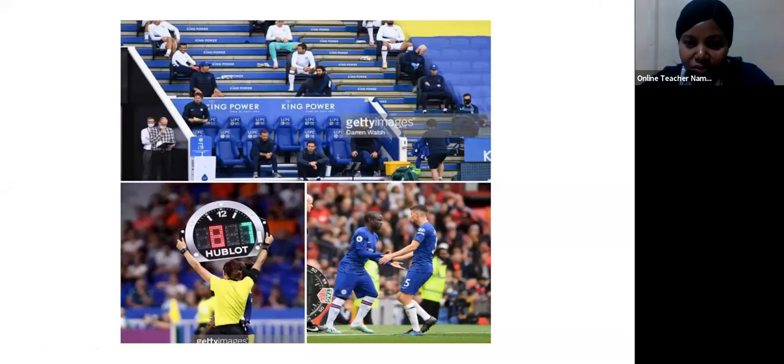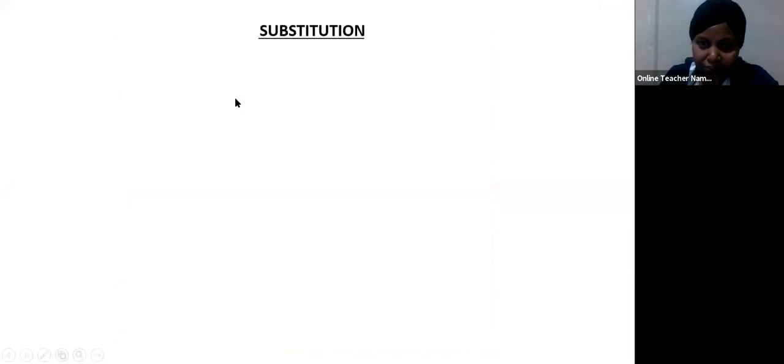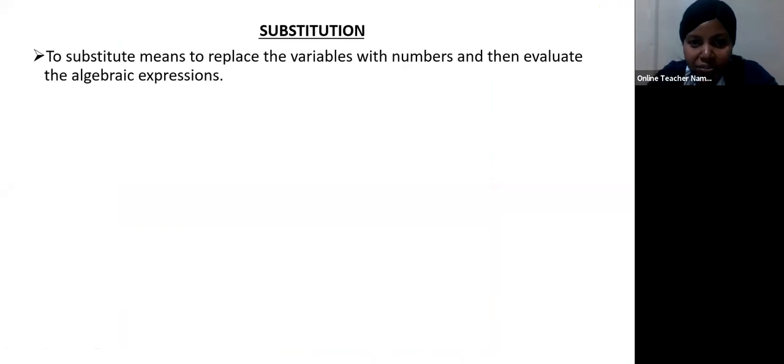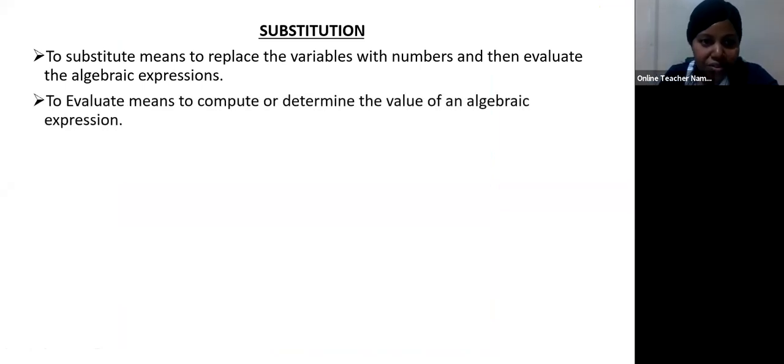So I'm going to give you 10 questions. I'll solve 2. You solve 8. Everyone get a piece of paper. Substitution means to replace the variables with numbers and then evaluate the algebraic expressions. To evaluate means to compute or determine the value of an algebraic expression.